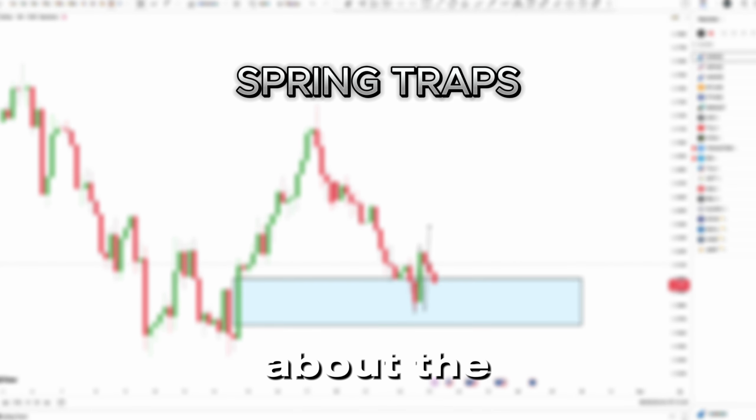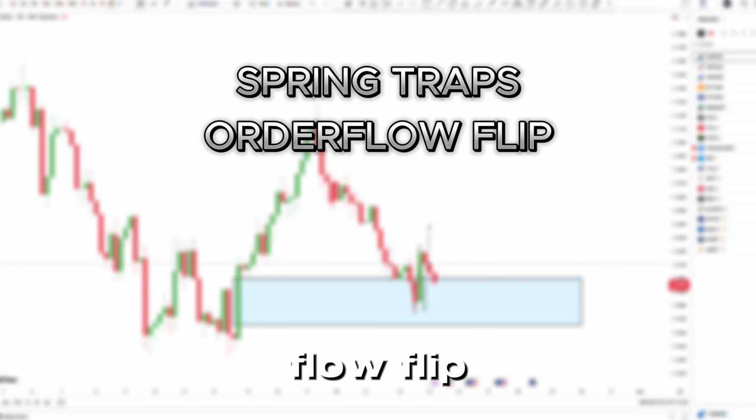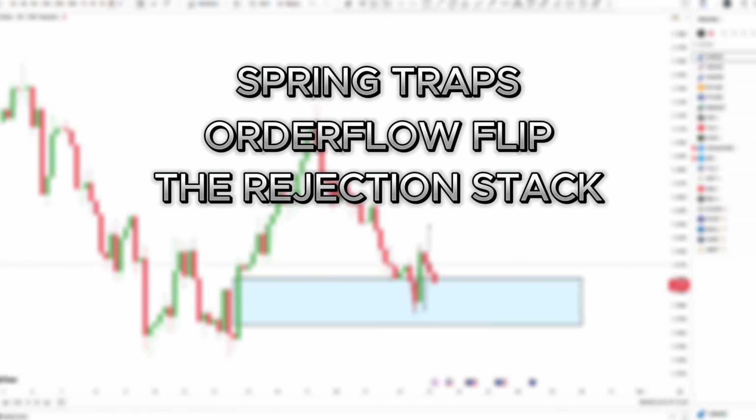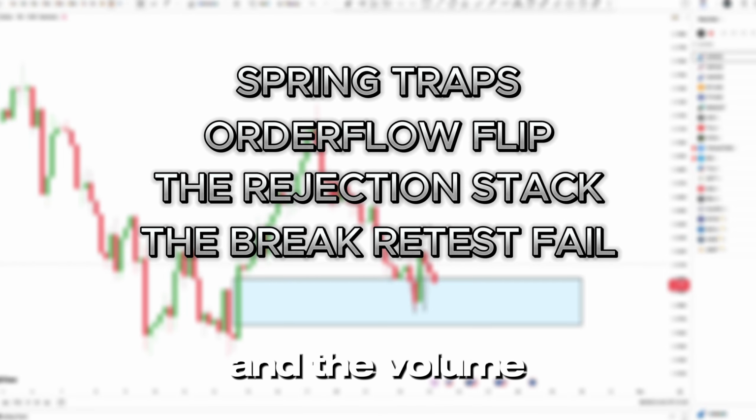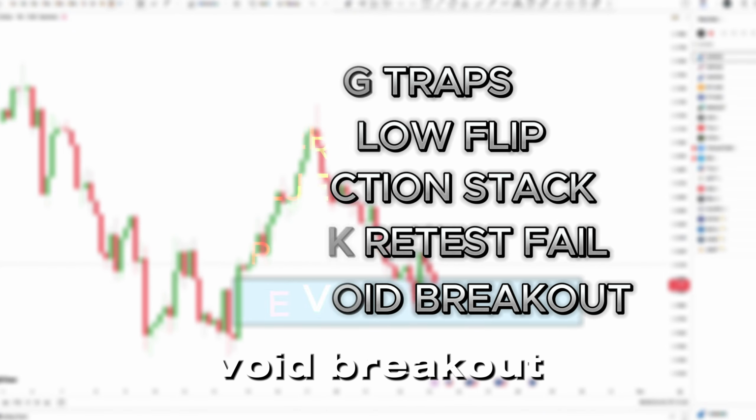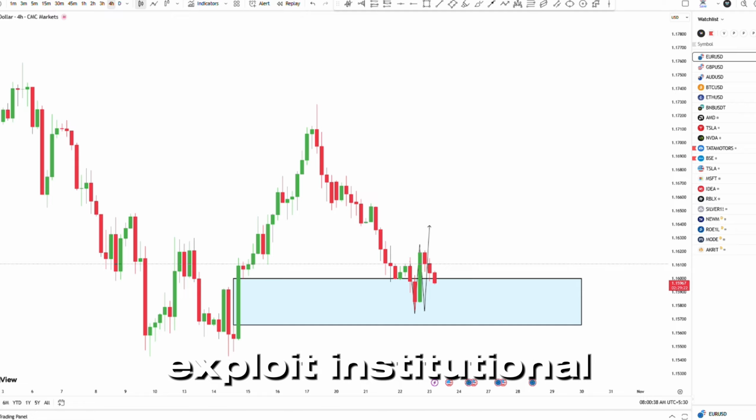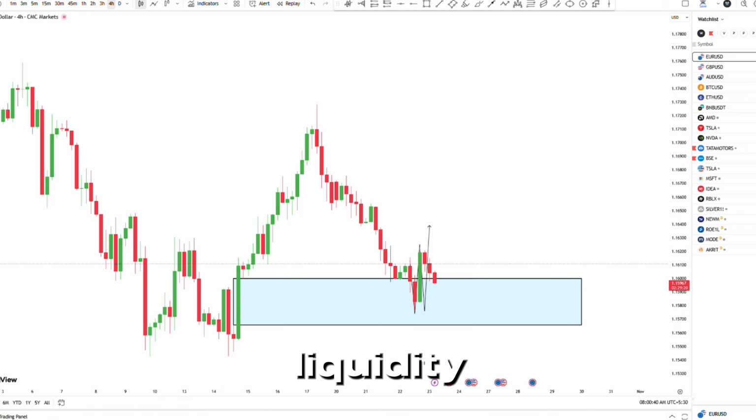We're talking about the spring trap, the order flow flip, the rejection stack, the break retest fail, and the volume void breakout. These concepts exploit institutional behavior, liquidity grabs, order accumulation, and momentum shifts, specifically on Nifty and Bank Nifty. No indicators, just clean 5-minute and daily charts.